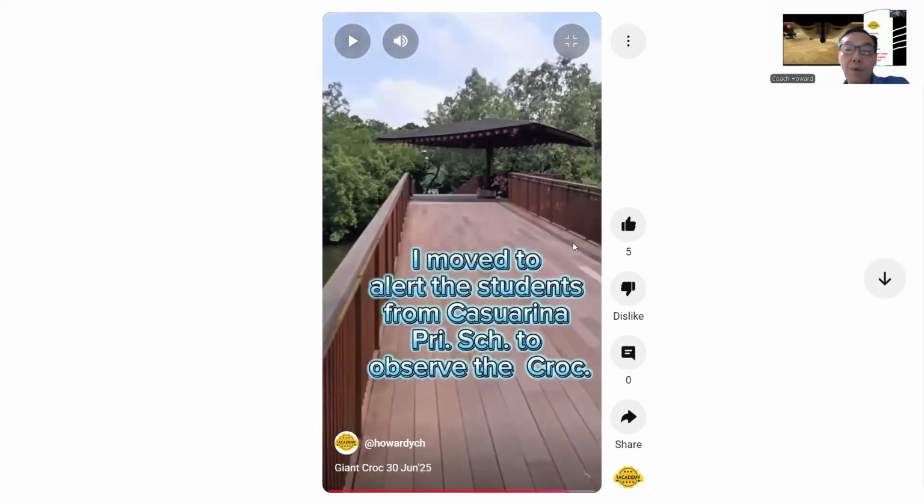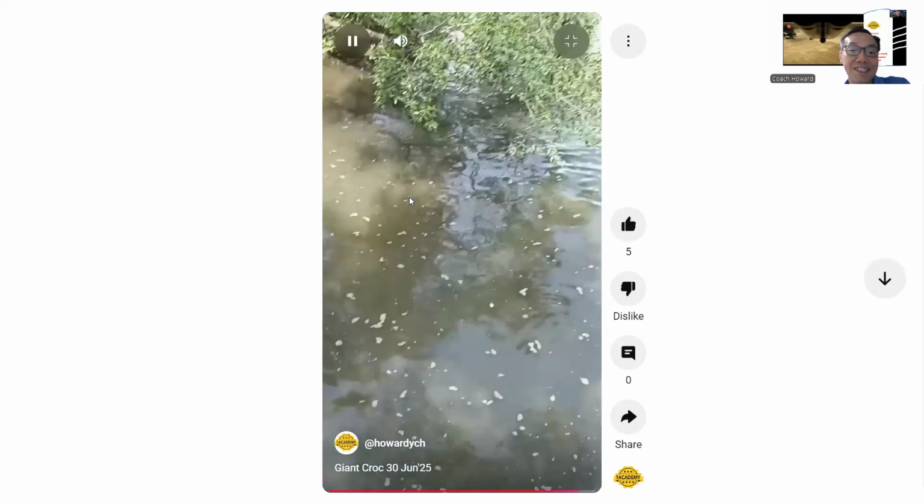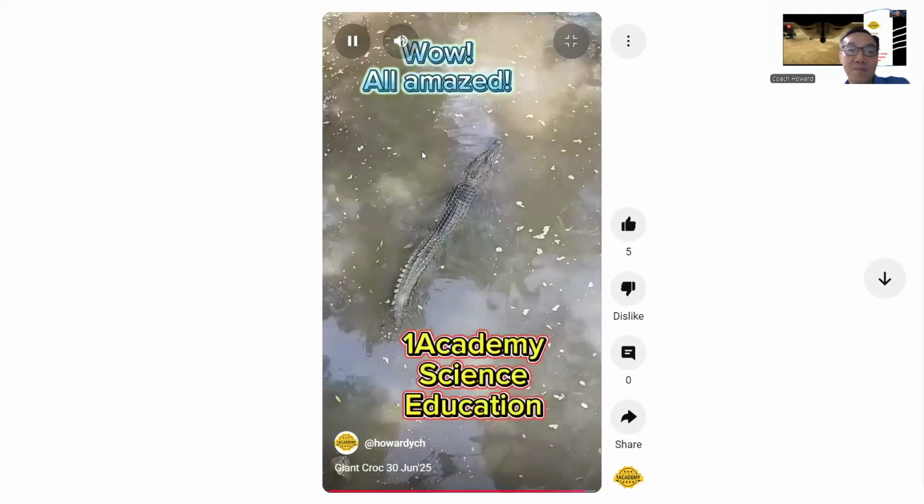Actually, that day when I was here, there's a group of students from Casuarina Primary School. They're having their learning journey here. So I believe they haven't seen such a big crocodile in the wild. I move up here and tell the teacher, please allow the children to see this majestic wild animal. And they were very happy and they moved quietly, not to frighten the crocodile, and they were amazed. So this is the expression. Wow, they are all amazed.